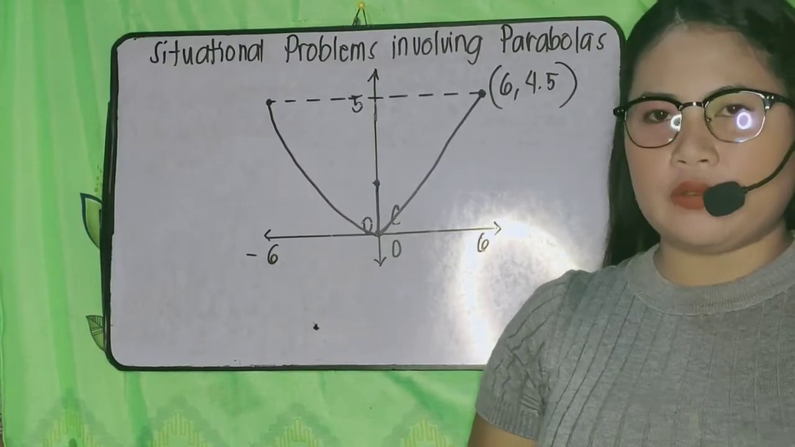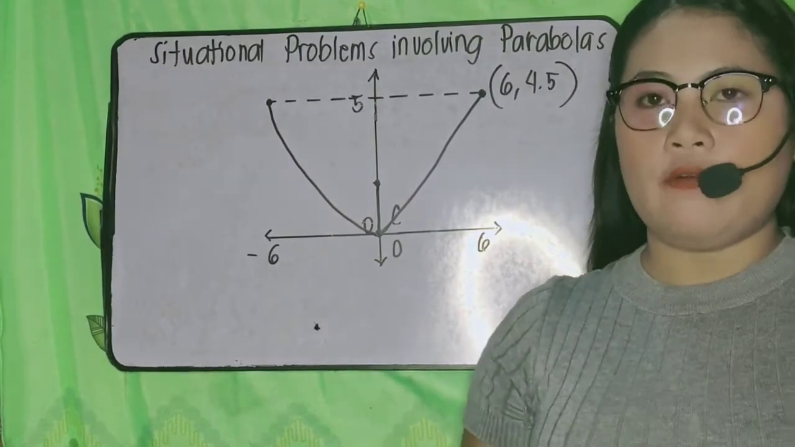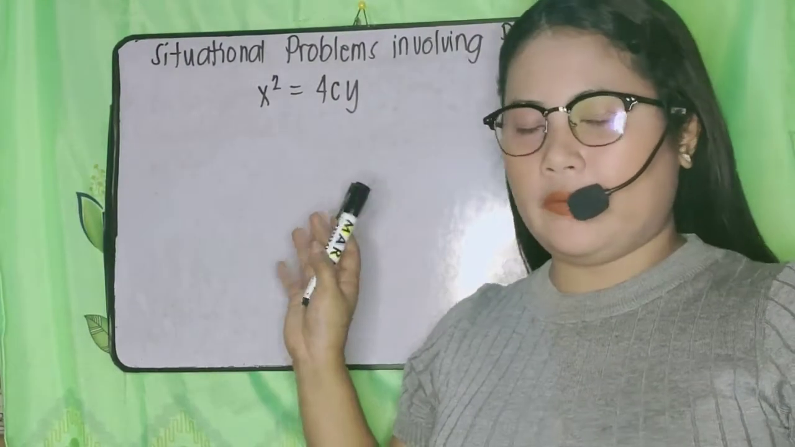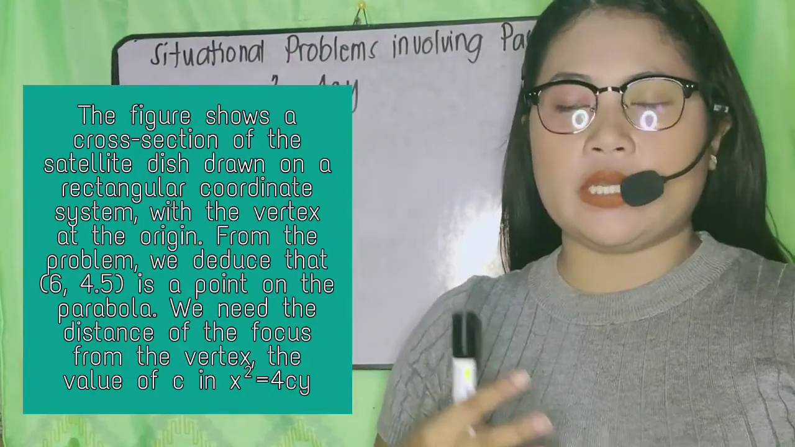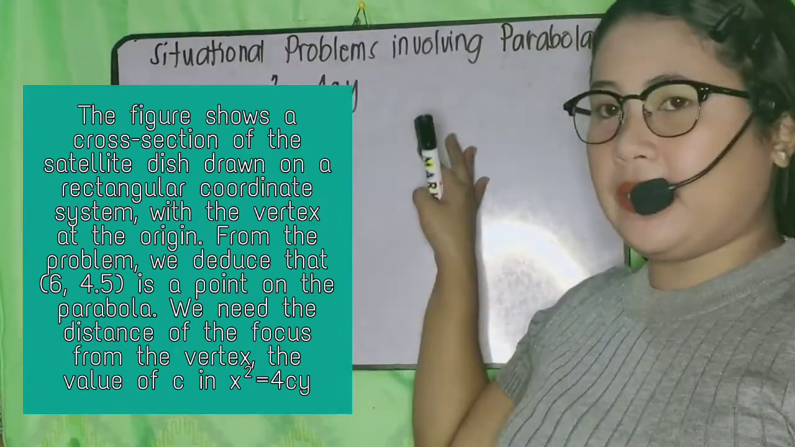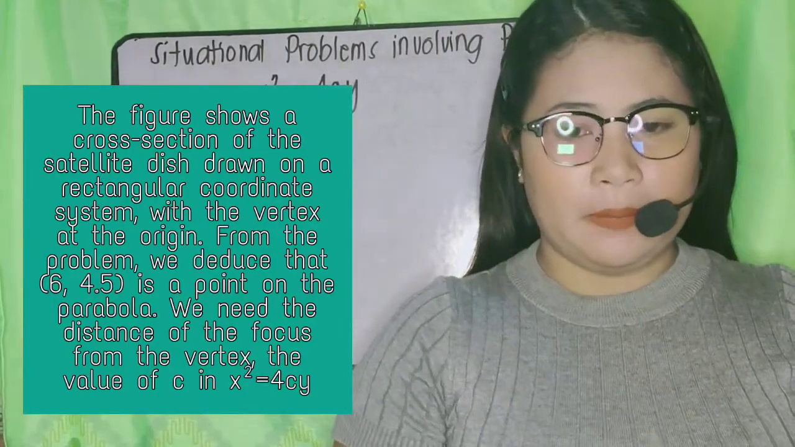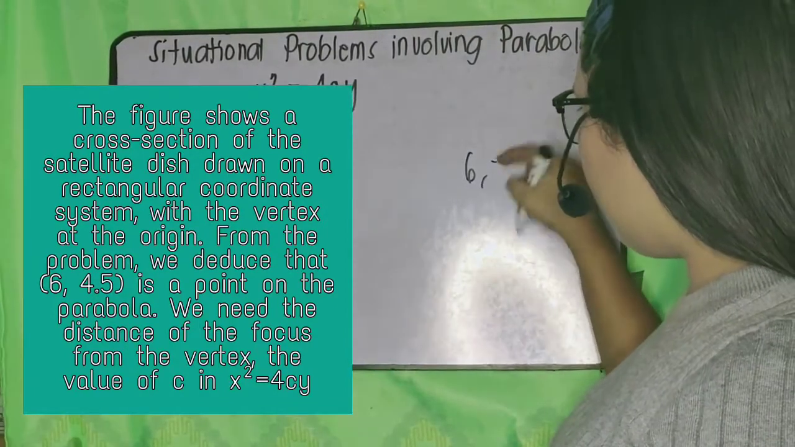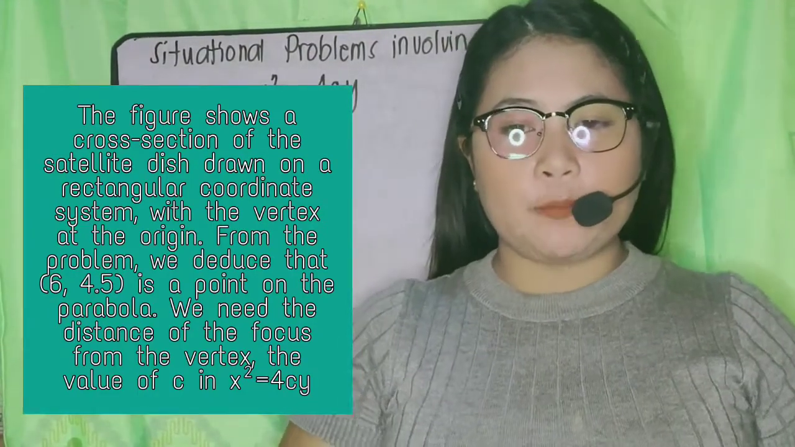So, now, let's proceed to our given solution. Ang pinapahanap is how far should the receiver be from the vertex. So, yun po yung hahanapin natin. Okay, so based from the given figure, a while ago, the given figure below shows a cross section of the satellite dish drawn in a rectangular coordinate system. Okay, so kanina di ba nilagay ko dito? So with the vertex at the origin. So from the given problem, we deduce that 6, then negative 6, 4.5. So ayan, (6, 4.5) is a point on the parabola.